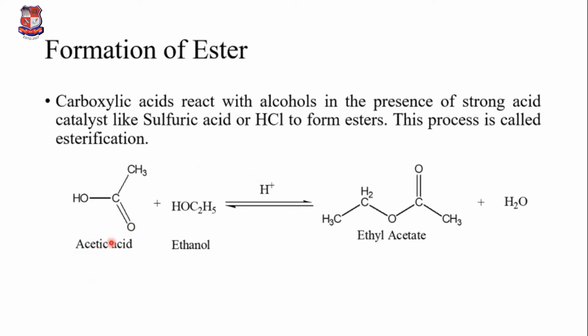So here we take acetic acid plus ethanol, an alcohol, and then any acid is used as a catalytic agent. Here we take HCl or H2SO4. So a hydrogen ion is added here and one water molecule is removed. So here we get ethyl acetate as the product of this reaction, and one water molecule is removed.